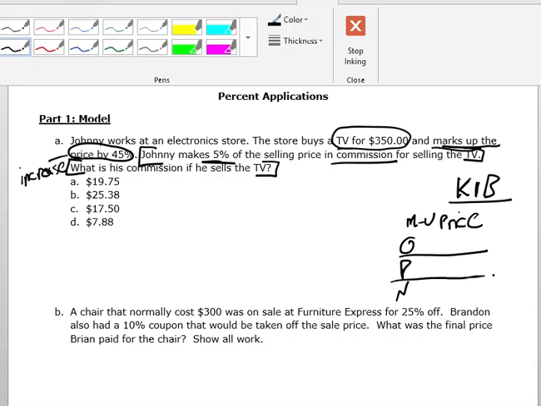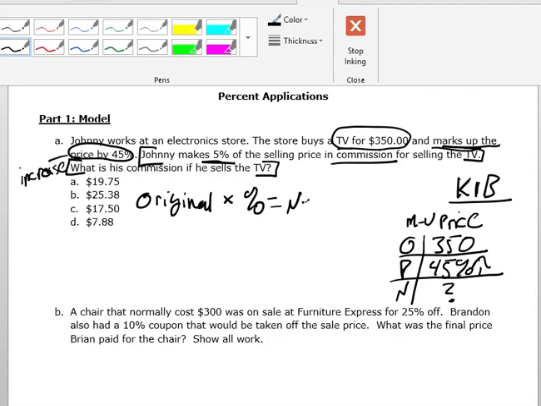So the original that the store bought this for was $350. And they added 45% to that, so that's a 45% increase. And so I need to find the new. I'm going to do that over here. I'm going to go original times percent is equal to new.